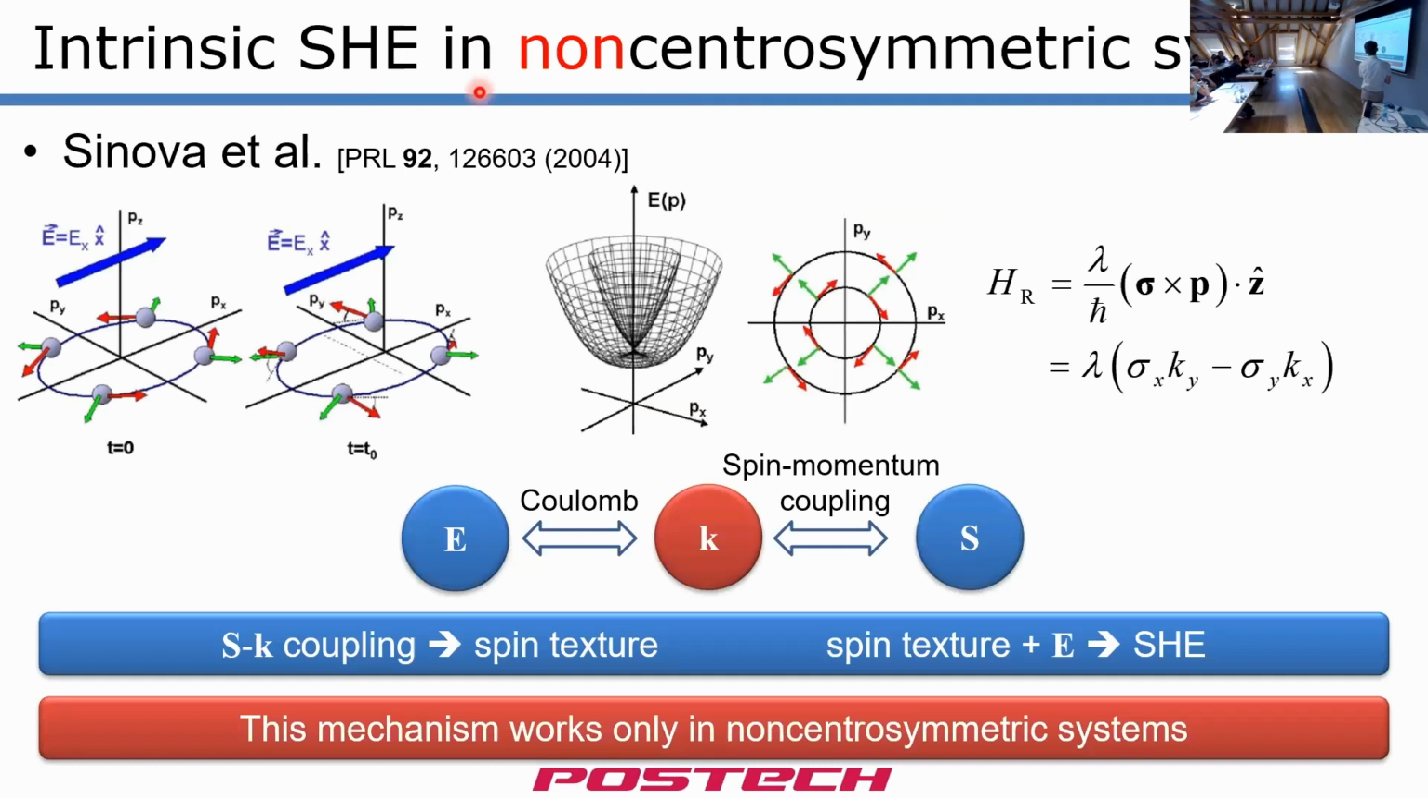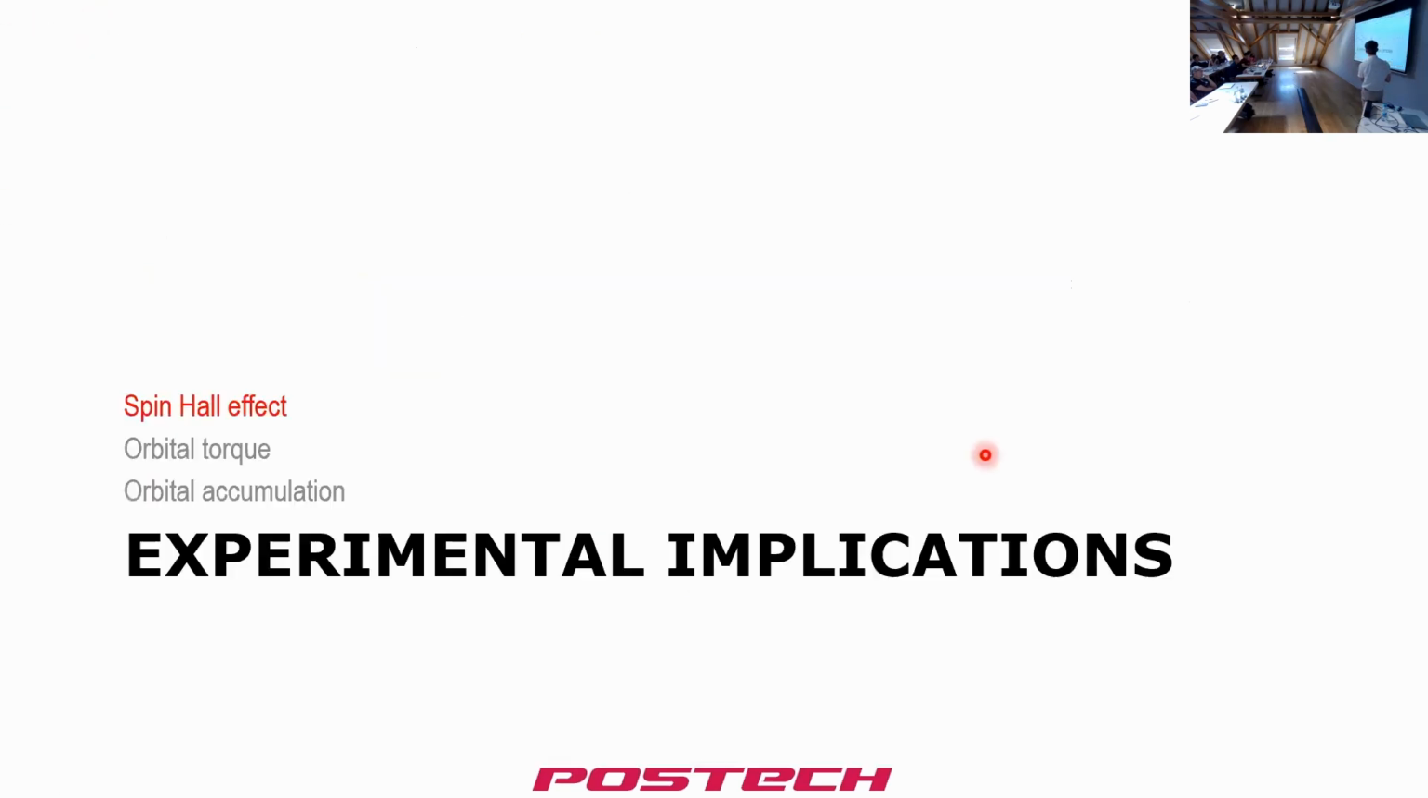And compared to this mechanism of the intrinsic spin Hall effect in non-centrosymmetric systems, things are exactly the same, except that in the orbital case, we can have this momentum-orbital coupling even for centrosymmetric systems. So that's the main difference.